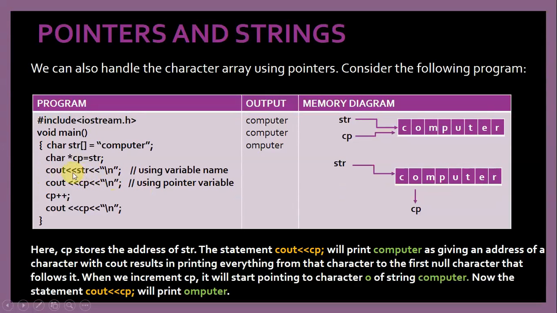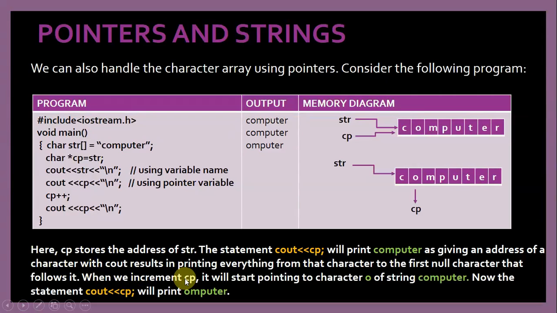One thing is there, cout str. This is clear. Now when we say cout cp, again cp is a pointer and it is pointing to the first element of this string str. Now when I say cout cp, this will print computer. Why? It will print the whole word computer. Why not only c? Because when we give the address of a character with cout, it results in printing everything from that character to the first null character that follows it. It will print the entire string, and when the first null character is encountered, it will stop printing. So it will print the entire word computer because the null character will be present here after R.